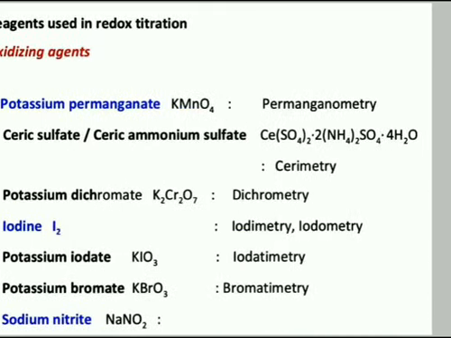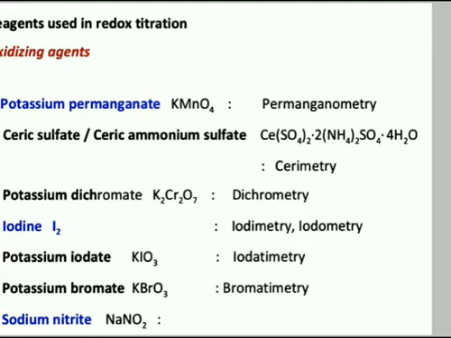And here are given some of the oxidizing agents used in redox titrations. For example, potassium permanganate. If potassium permanganate is the oxidizing agent in a redox titration, those titrations are called permanganometry.